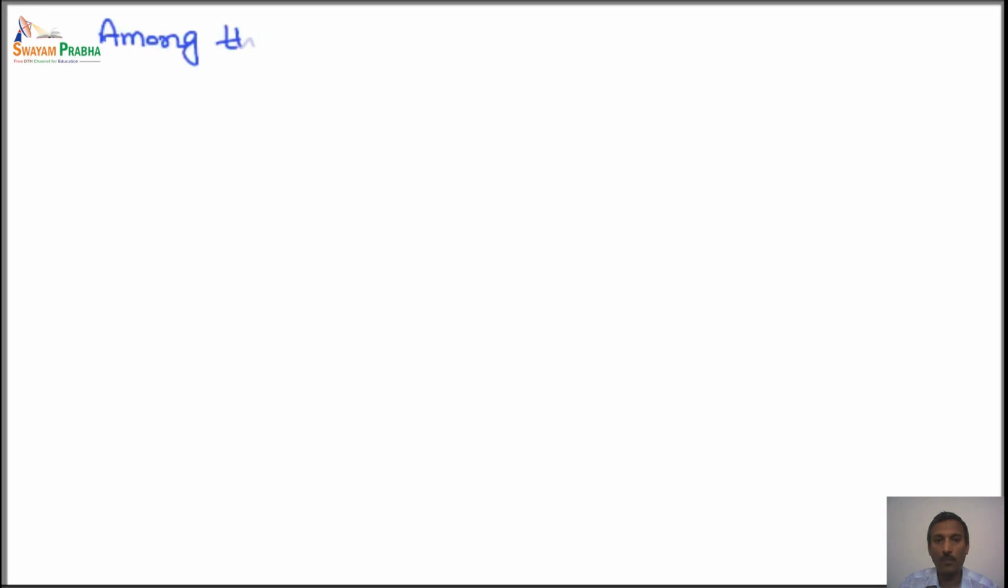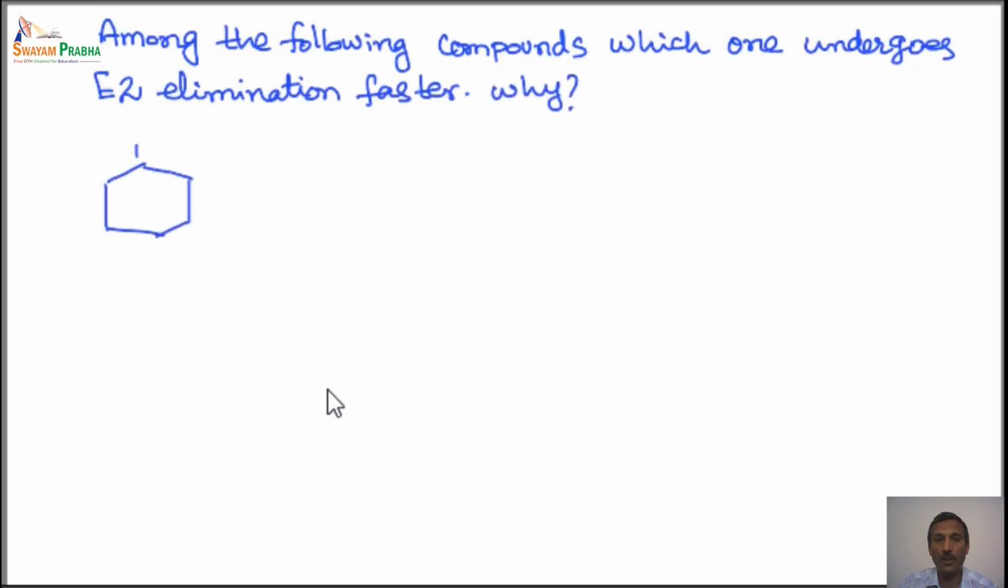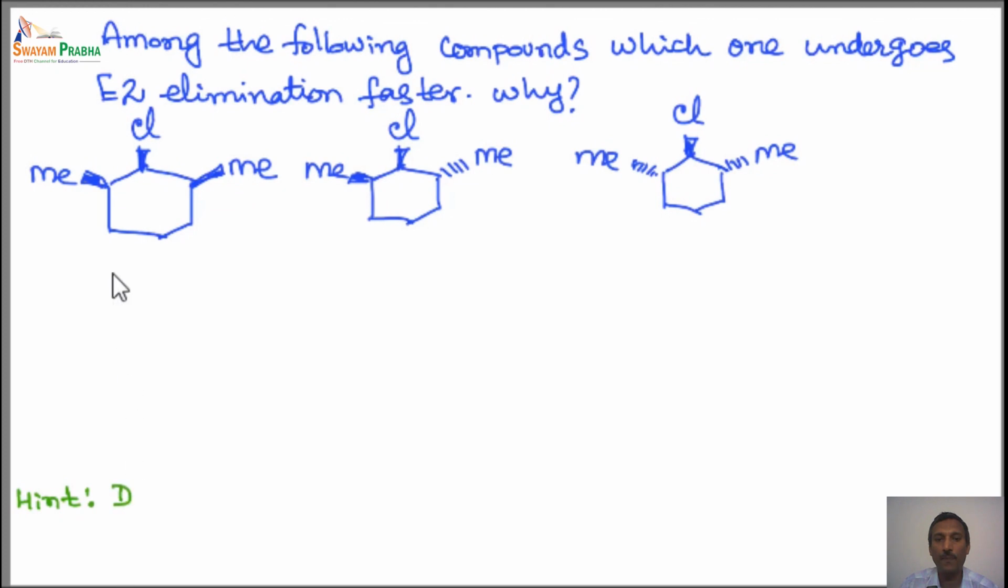Let us look at the next problem. So among the following compounds, which one undergoes E2 elimination faster, and what is the reason for that? We need to identify now. We have 1, 2 and 3 cyclohexyl derivatives. So these cyclohexyl derivatives undergo elimination reaction. We have 2-methyl and a halogen. Here again 2-methyl halogen, 2-methyl halogen. Only their orientations are different.